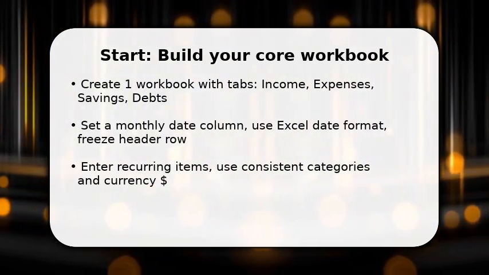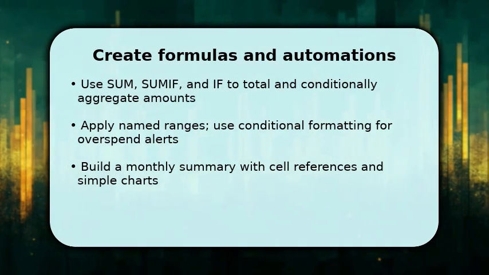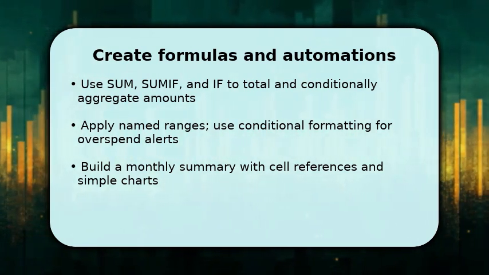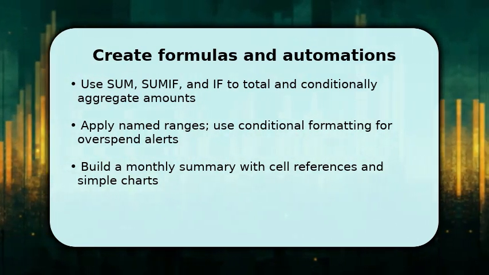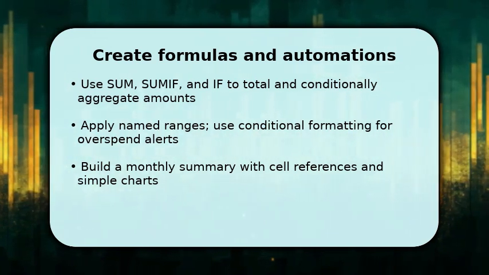Now you add formulas and light automation to turn raw rows into insight. Use SUM to total columns and SUMIF to aggregate by category. IF statements flag missing values or low balances. Name key ranges so formulas are readable and stable when you copy them.